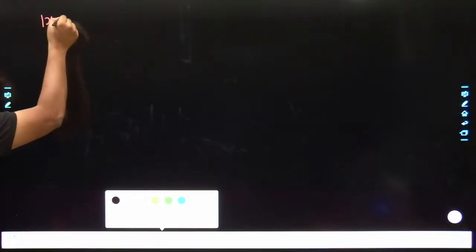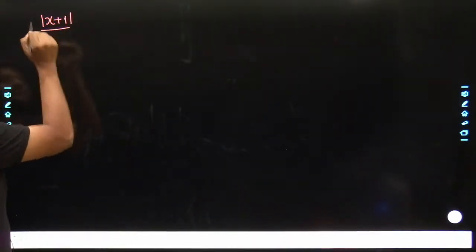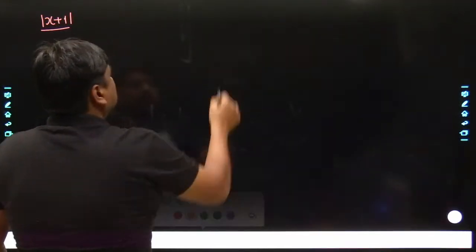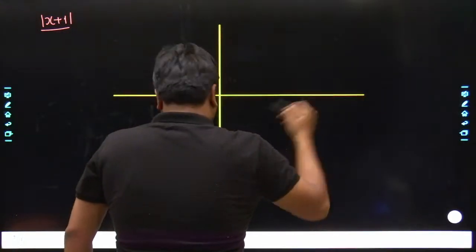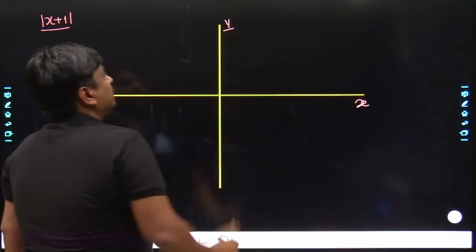Similarly, if we move ahead, if I take another function, again it is a type of modulus function, mod of x plus 1. How would it look like? Let me take a 2D plane. It has a vertical axis, it has a horizontal axis. Here goes the x-axis, here goes the y-axis.